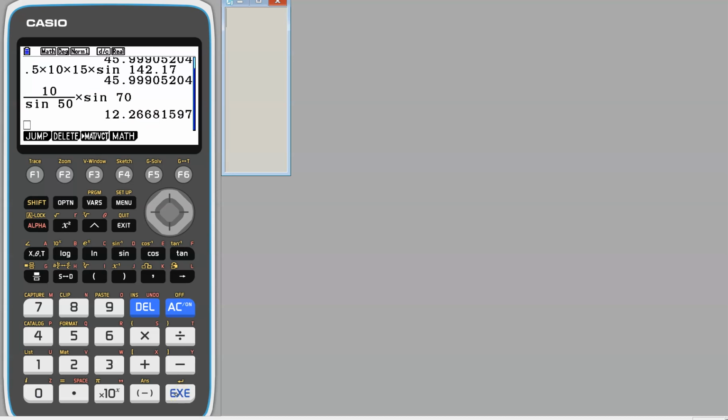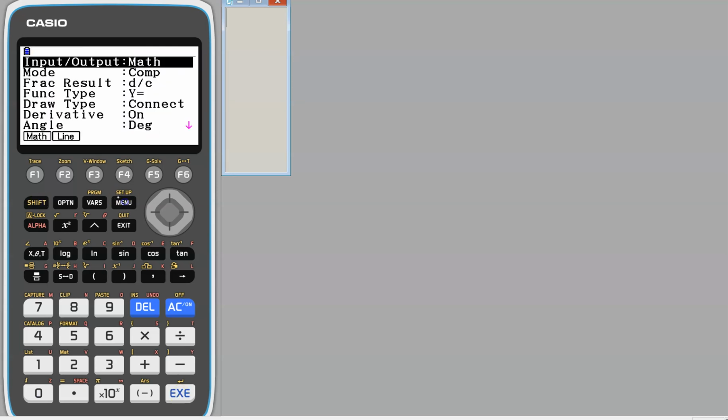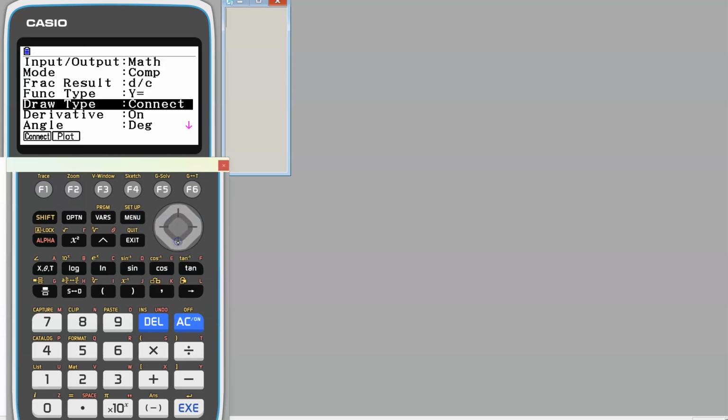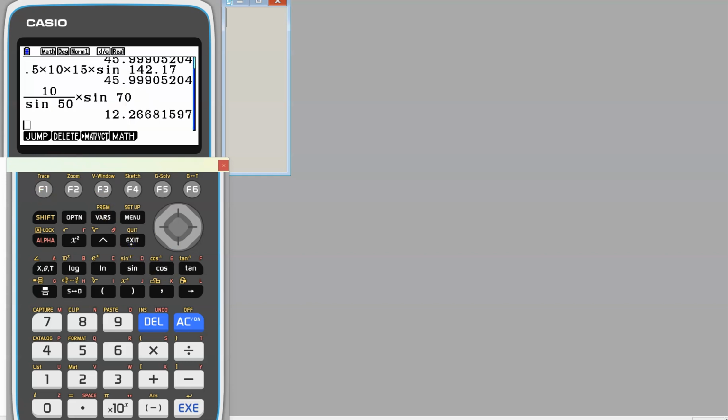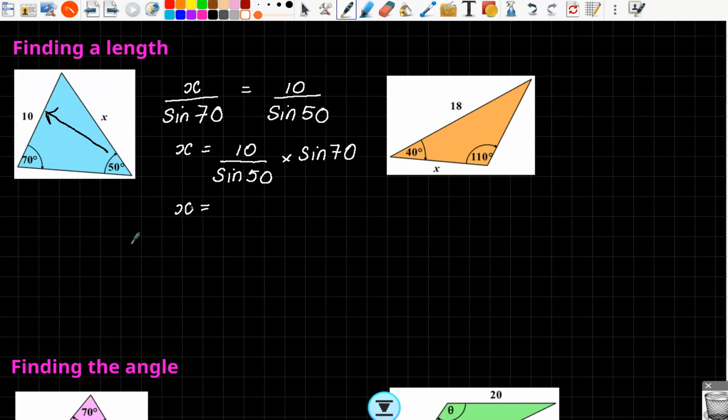So to check, if you weren't in degrees, you would go shift setup, so shift menu, and you want to scroll all the way down to angle, and then you'll press F1. So 12.26.